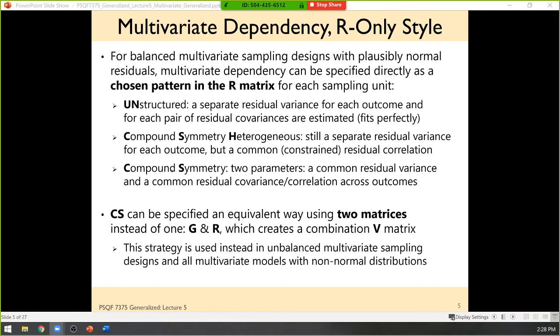So we're focusing on this compound symmetry one today, because this is the one that we have to try to recreate in generalized multivariate models. The compound symmetry, or CS, can be set up equivalently a different way that involves two matrices. So we're going to take R and split it into G and R, which are separate things. And this is the strategy that you have to use.